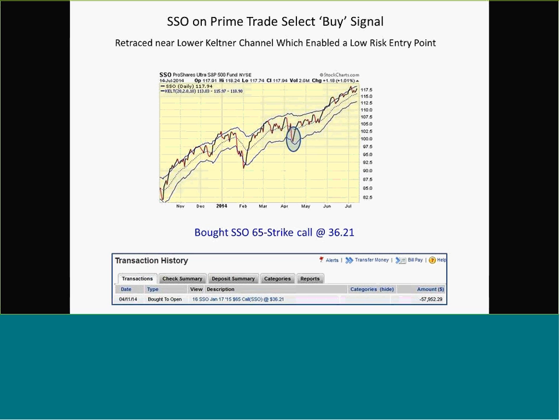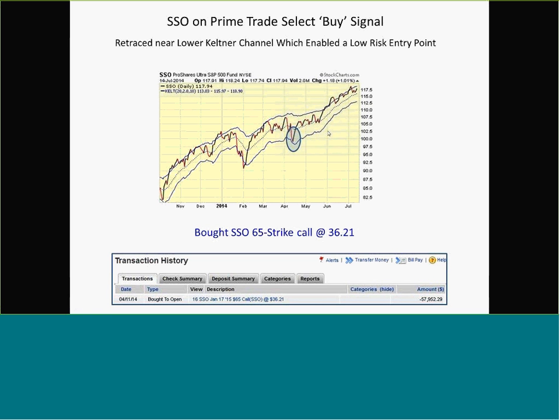This first slide is for the SSO, which is the ProShares Ultra S&P 500 Index Fund. This is a 2-time leverage index fund. And what I'm going to show you is several entries that I made into these call options, and then later on I created a spread. So, as we learned back in July, we used the Keltner channels to help us time our entries.